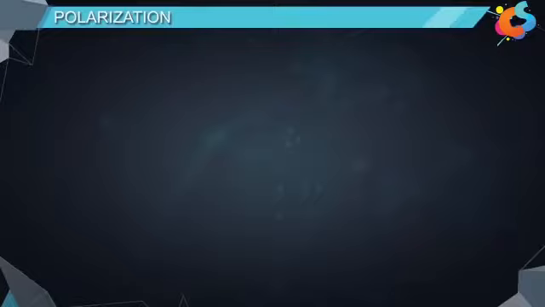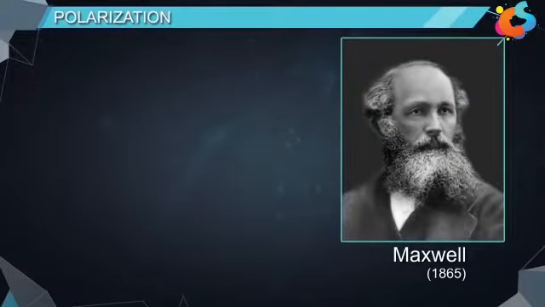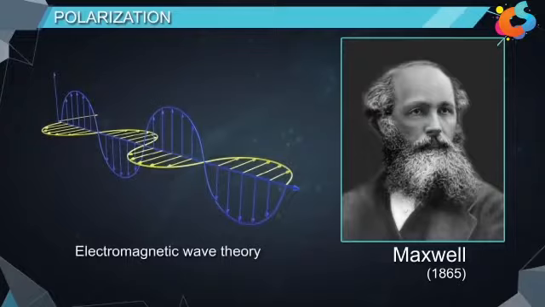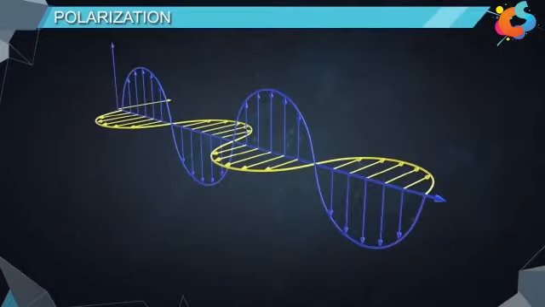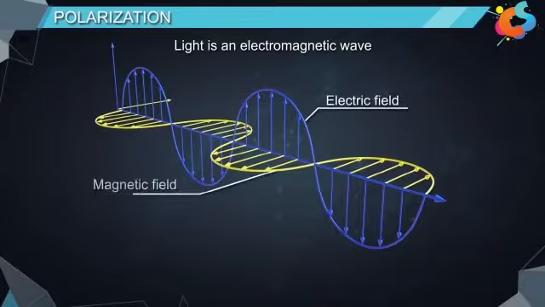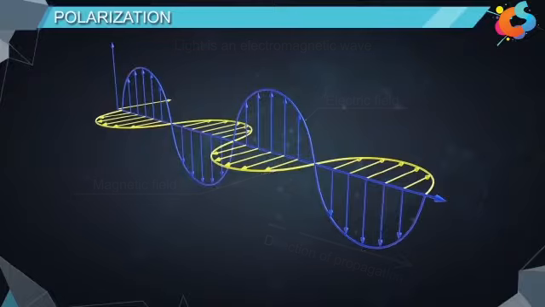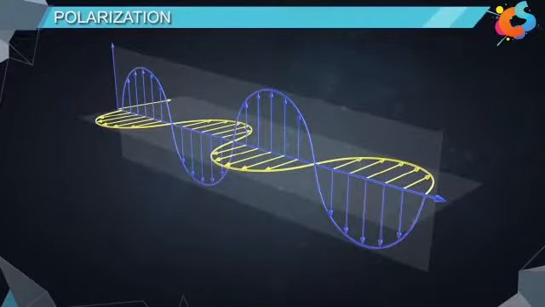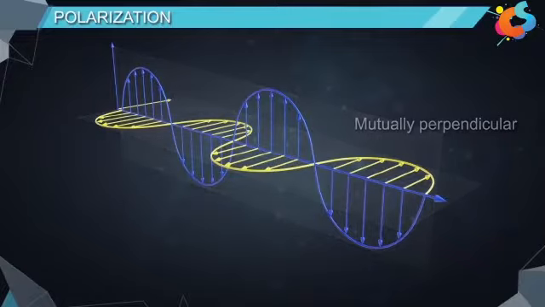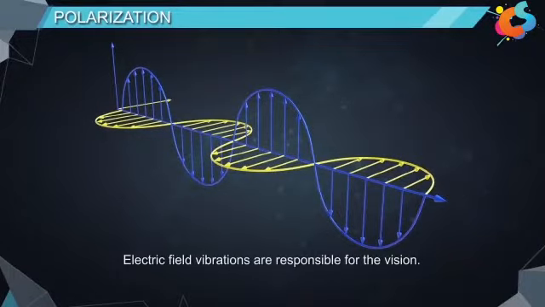Polarization. In the year 1865, Maxwell proposed electromagnetic wave theory. According to this theory, light is an electromagnetic wave. It consists of vibrations of electric field and magnetic field in a direction perpendicular to the direction of propagation. Also, the vibrations of electric field and magnetic field are confined to two different planes that are mutually perpendicular to each other. It was proved that electric field vibrations are responsible for the vision.